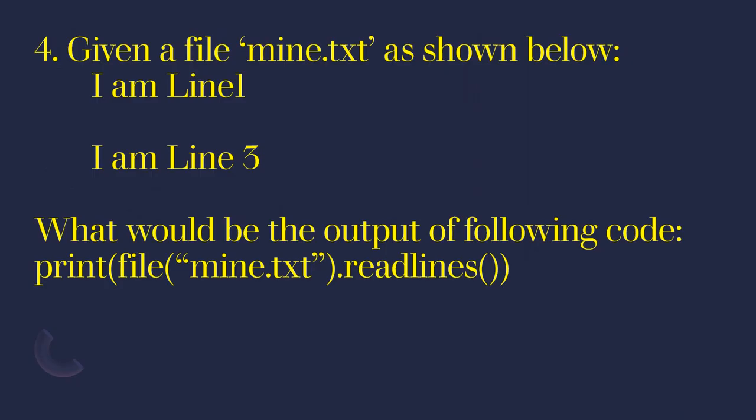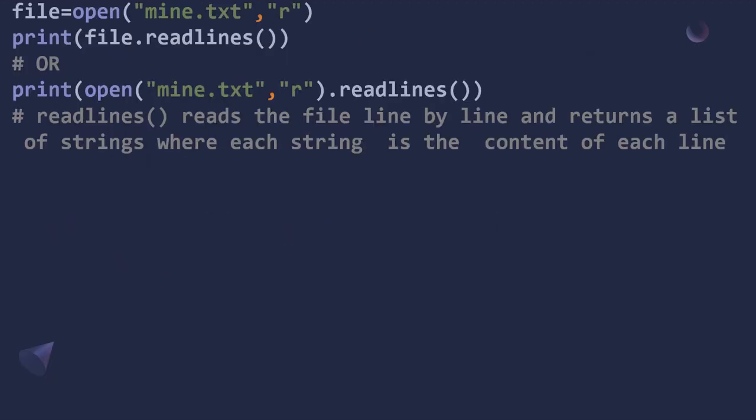Now given a file mine.txt as shown below is containing some lines. I am line 1, then there is one empty line, then I am line 3. Now what would be the output of the following code? I can see the file is read. Actually the file first of all has to be opened in reading mode. Then by using the function file.readlines, you can read the file and print the output. Or else the same thing can be done like this. Within print only, we have to open this file in read mode, and you can call the readlines function there.